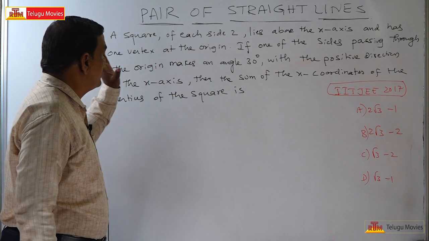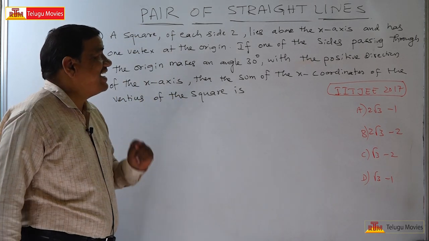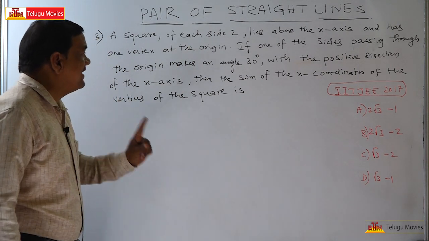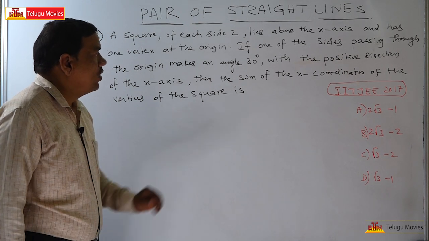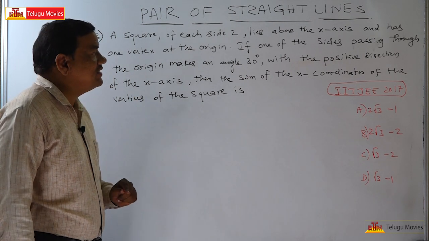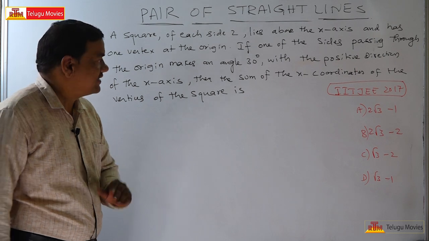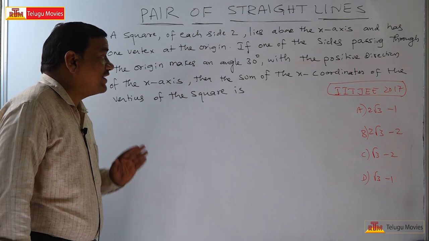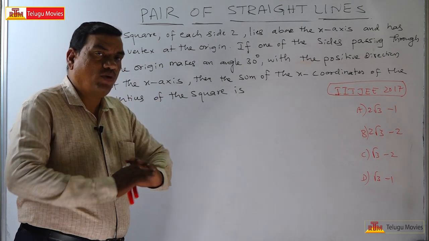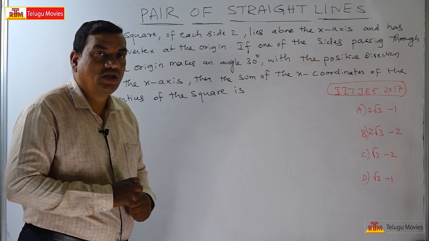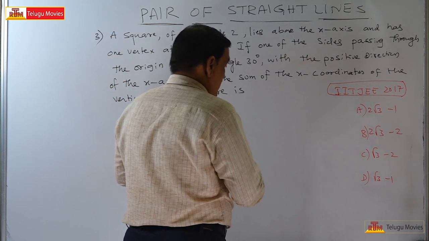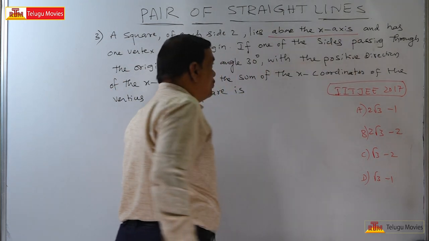The problem is: a square of each side 2 lies above the x-axis and has one vertex at the origin. If one of the sides passing through the origin makes an angle 30 degrees with the positive direction of the x-axis, then the sum of the x coordinates of the vertices of the square is. On the whole, the problem is related to a square. Where is the square? The square lies above the x-axis. Clearly he is saying the square lies above the x-axis.